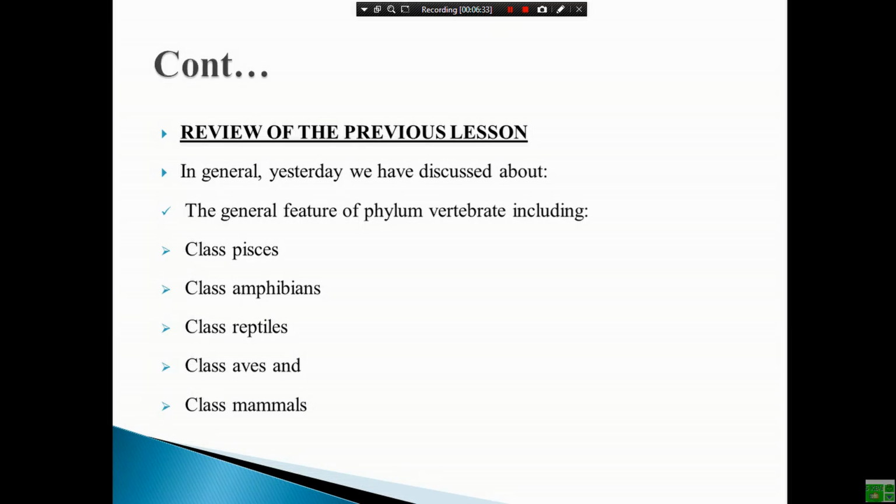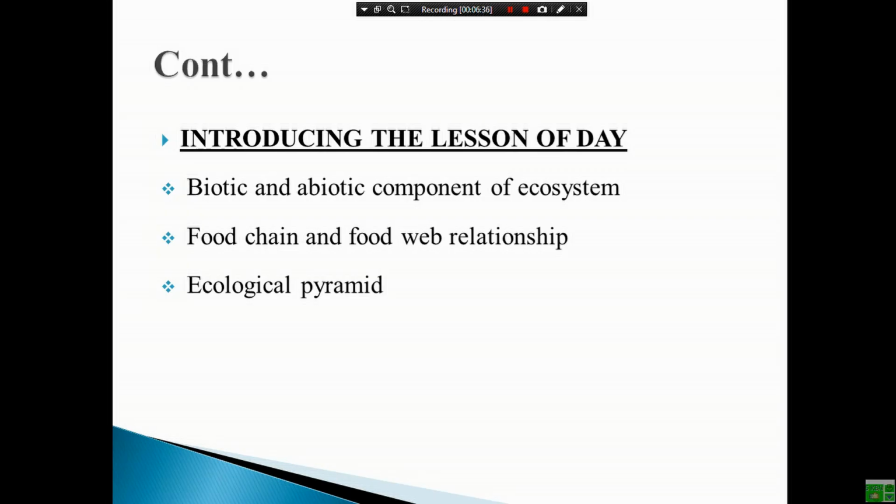And today we are going to discuss the new chapter 6: biotic and abiotic components of the ecosystem, food chain and food web relationships, and thirdly ecological pyramids. Those are the topics or lessons to be covered in today's lesson.